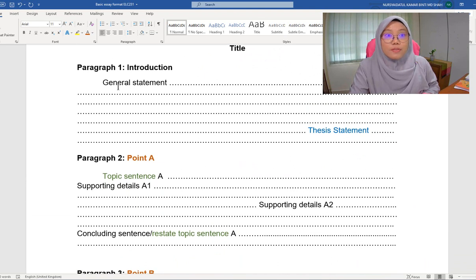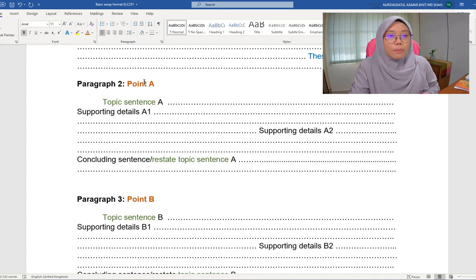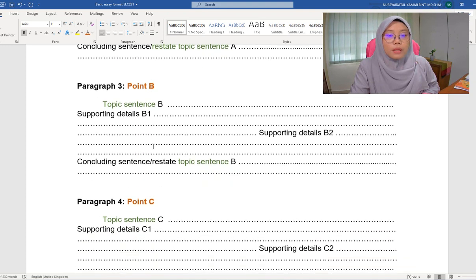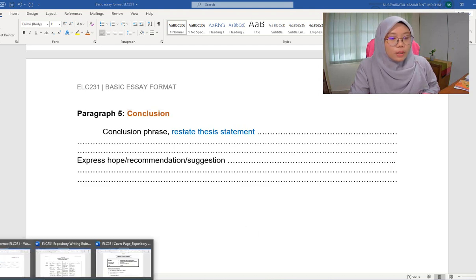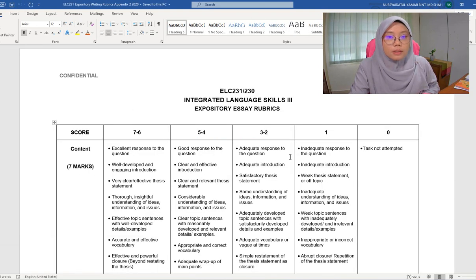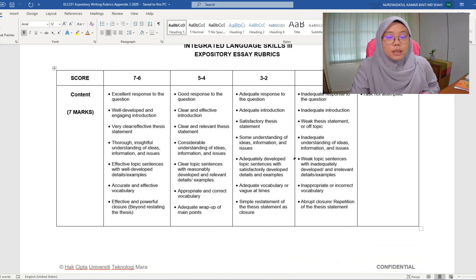Again, it's a 5 paragraph essay. Paragraph 1 is the introduction, right? Followed by point A, and then point B, and then point C, and then last but not least is your conclusion paragraph. Okay. Now we are going to take a look at the rubrics.